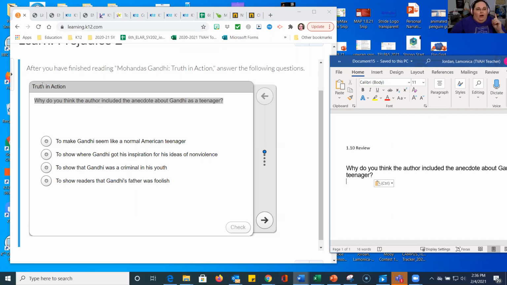Okay. All right. So why do you think the author included the anecdote about Gandhi as a teenager? A, to make Gandhi seem like a normal American teenager. B, to show where Gandhi got his inspiration for his ideas of nonviolence. C, to show that Gandhi was a criminal in his youth. Or D, to show readers that Gandhi's father was foolish.